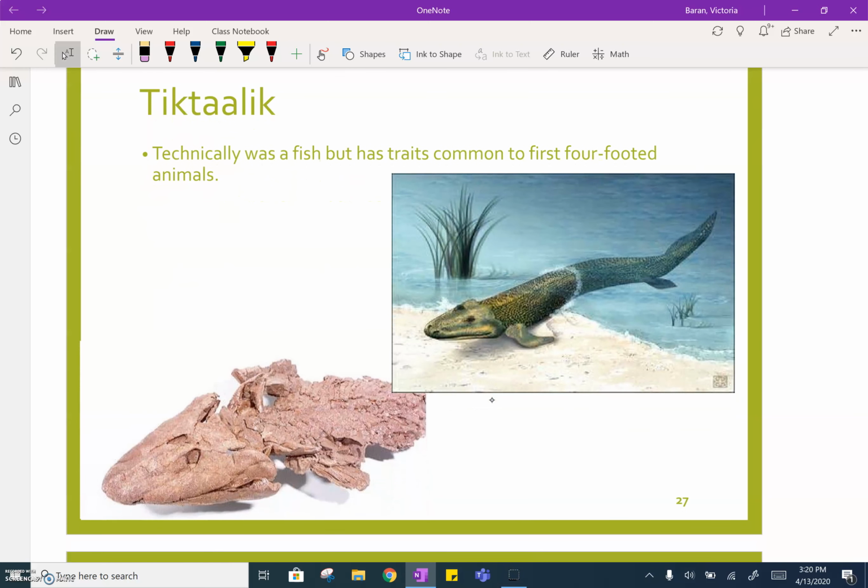So the first one being Tiktaalik. This is a pretty notable transition fossil. There are a couple others as well that are very similar to this guy. But this technically was a fish, but it also had traits common to the first 4-footed animals. So when we started to get amphibians that transitioned to land. So this is the transition fossil between fish and the first amphibians that we have on land.